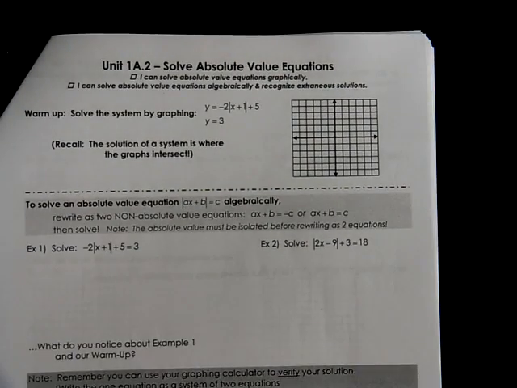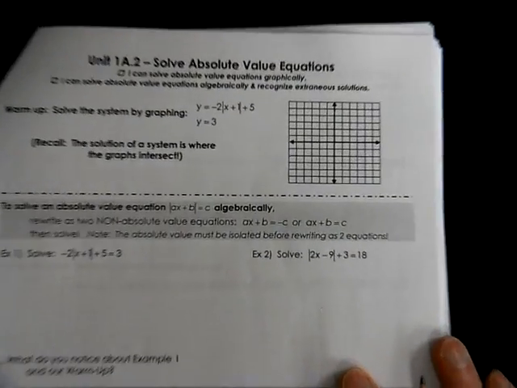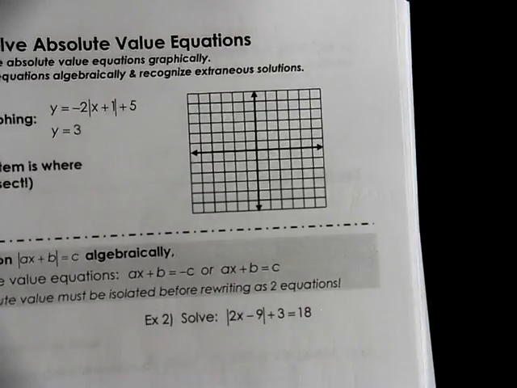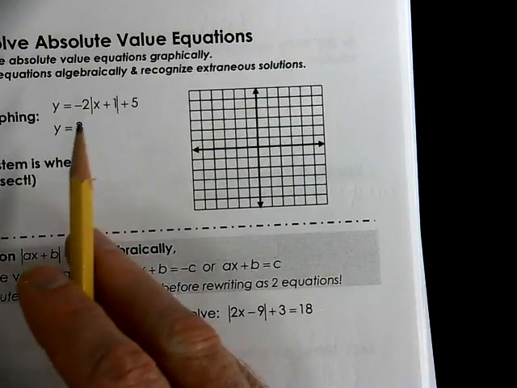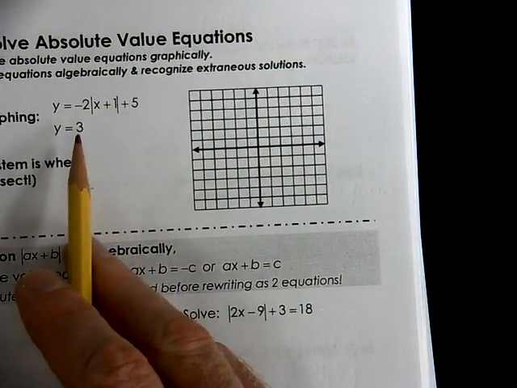This is Algebra 2 and Trig 1A.2. We're going to solve absolute value equations. Something we're reflecting back on is how this looks for an absolute value graph that's going to cross a linear horizontal graph.